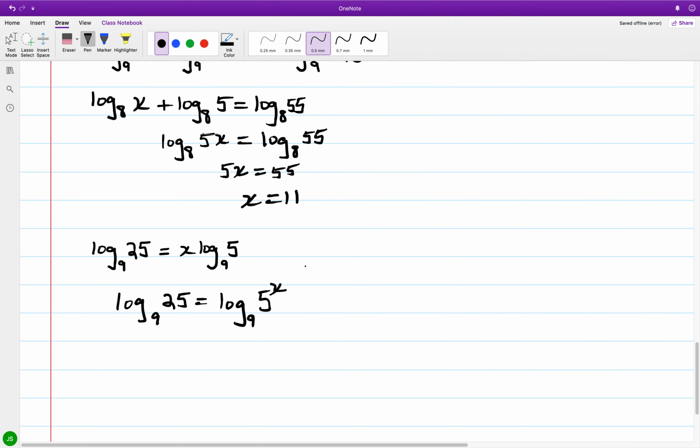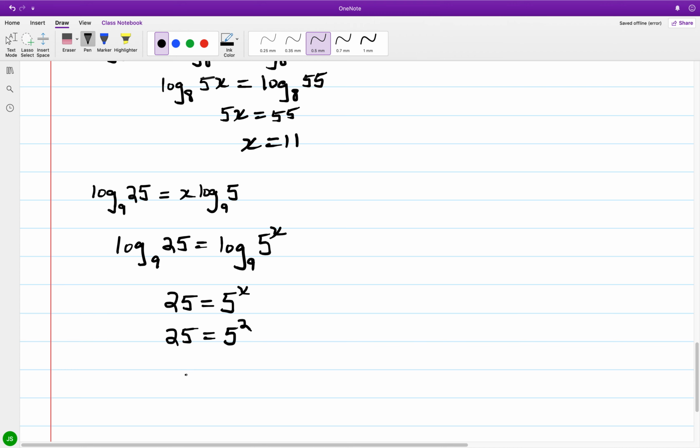Now we have the base 9 logarithm of 25 equal to the base 9 logarithm of 5 to the x. With single terms in the same logarithmic base, I can just set the arguments equal to each other. So 25 is equal to 5 to the x. And 25 is an integer power of 5: 25 is 5 to the second. So x is equal to 2.